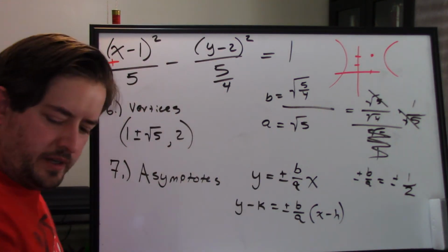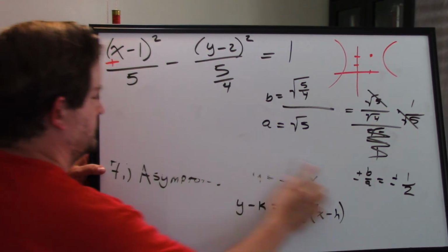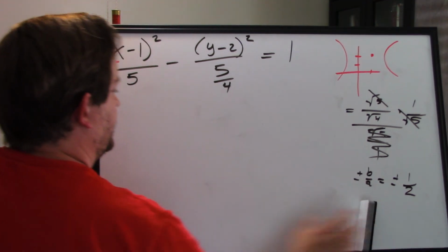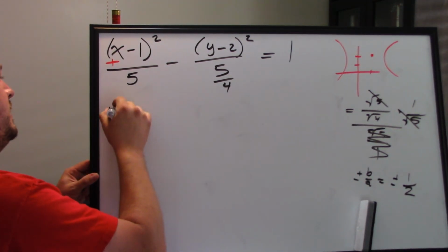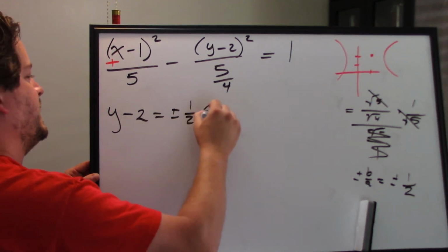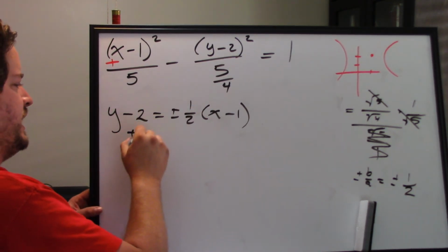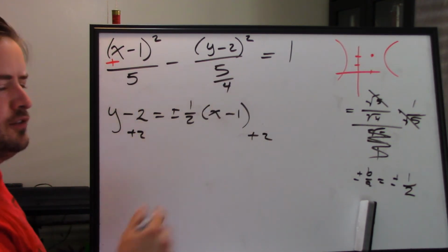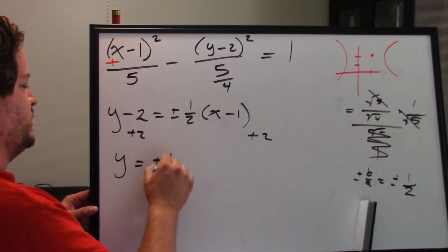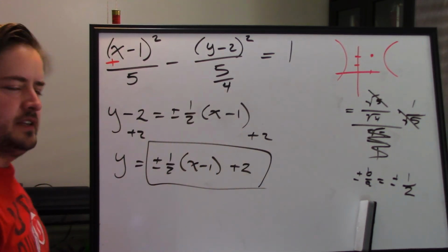I'm going to erase a little bit here to give me some room to finish this up. That tells me then that I have y minus 2 is equal to plus or minus 1/2 times (x minus 1), right? And if you just add 2 to both sides, you get the two forms that they have as your answers. This is y equals plus or minus 1 over 2 times (x minus 1) plus 2. And you'll see that as a solution.